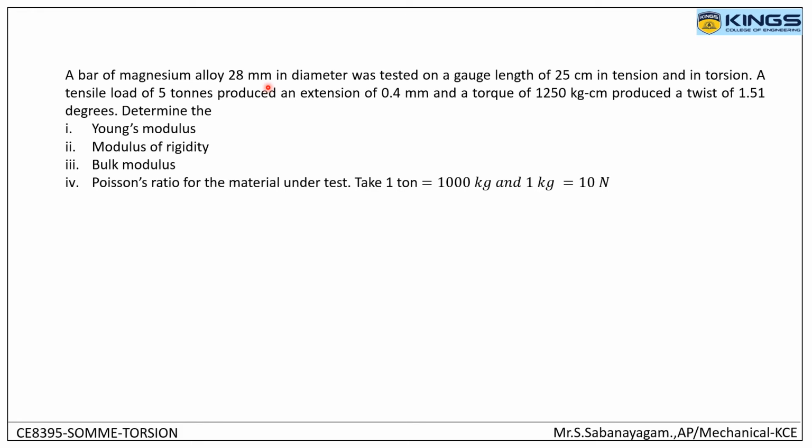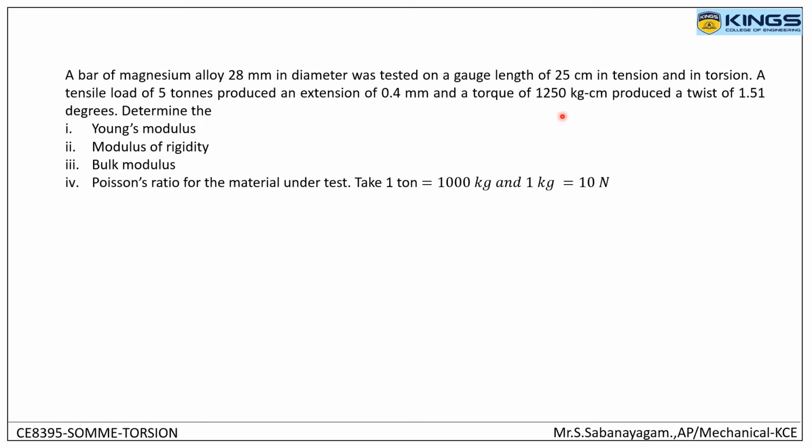So here the diameter is 28 mm, same, no problem. In case of gauge length, it is in centimeter, so we have to convert it to mm. 1 centimeter is equal to 10 mm, hence 25 centimeter is equal to 250 mm. The length will be 250 mm. Then a tensile load of 5 tons. For this conversion, these parameters are given: 1 ton is equal to 1000 kg, so 5 ton is equal to 5000 kg, and 1 kg is 10 Newton, so it becomes 50,000 Newton. That is 50 kilonewton. And the extension is 0.4 mm, so no need of any change.